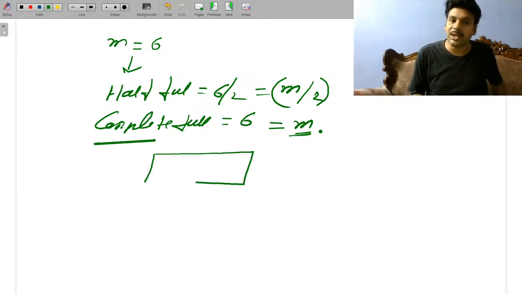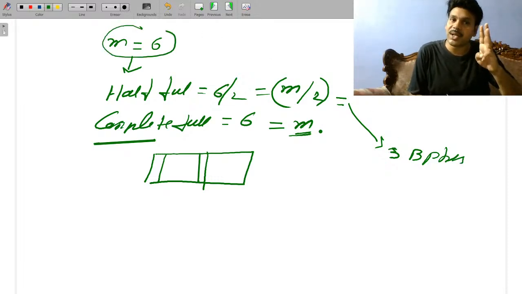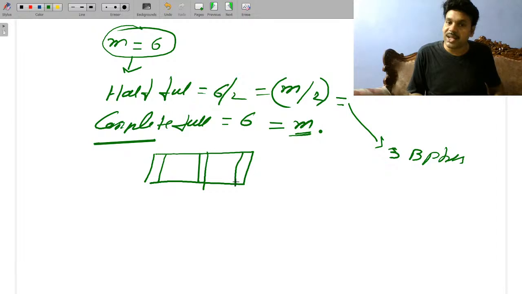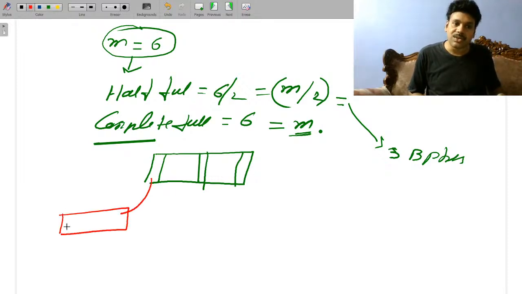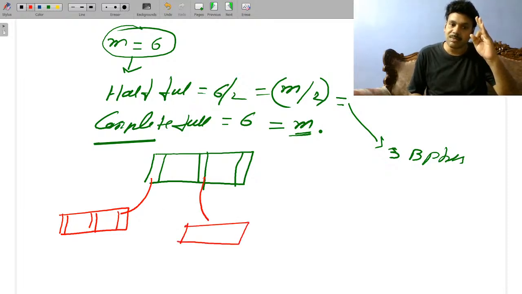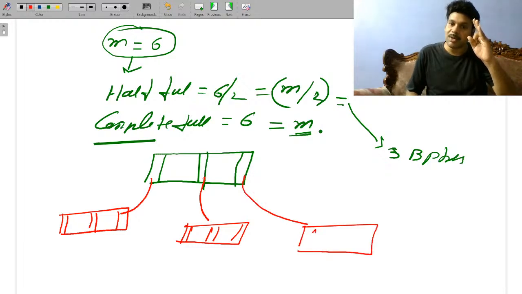Minimum you need to maintain a tree everywhere. Please understand, everywhere. Minimum how many pointers you need to maintain? 3 block pointers, as your m is equal to 6. So in every node you need to maintain 3 block pointers and minimum 2 keys. So in the next level, you will get 3 nodes. Each node is also supposed to maintain 3 block pointers.